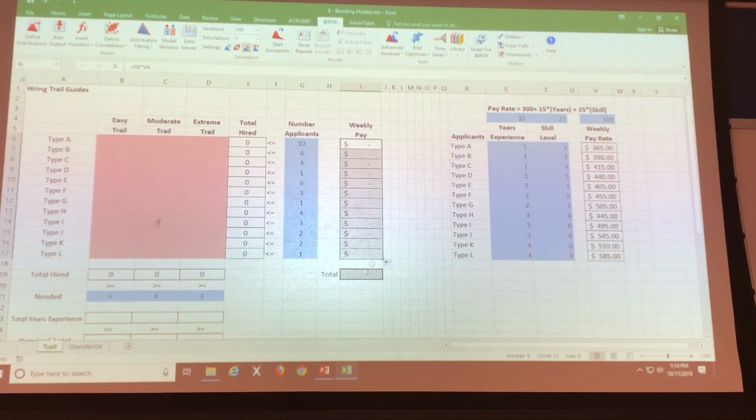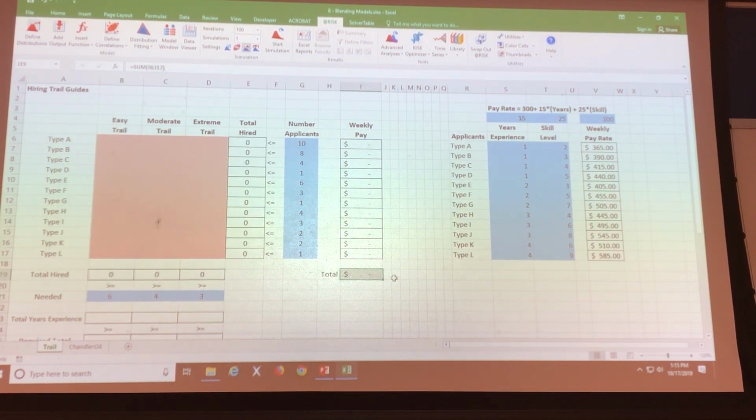Just copy that down. And I think that you also could do this one pretty quickly too, and that's the total for the whole week for all the people that you hire, just sum up that column. Just sum up I6 to I17.